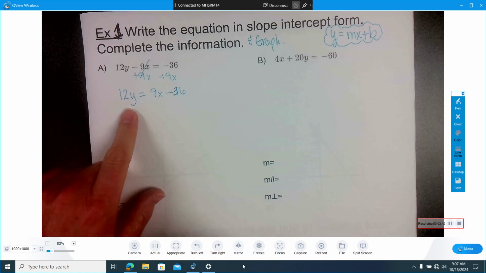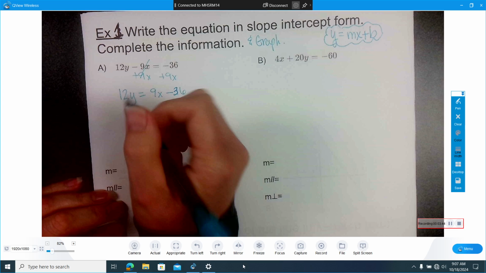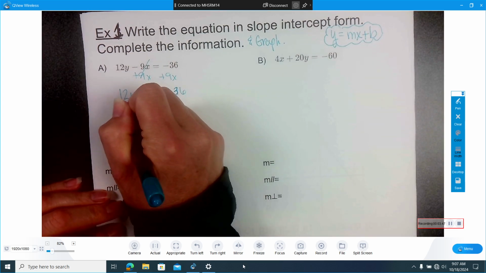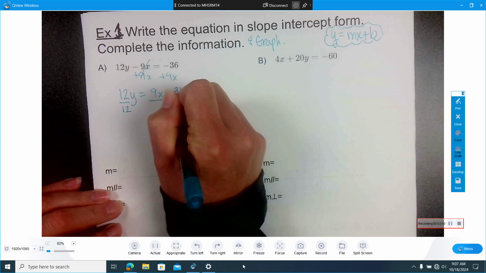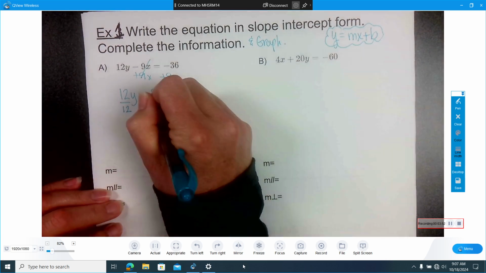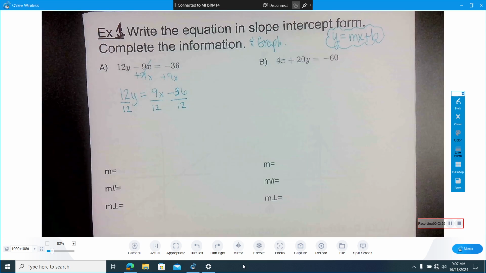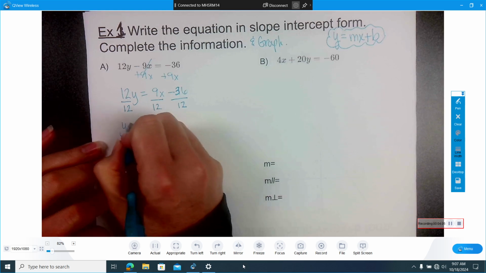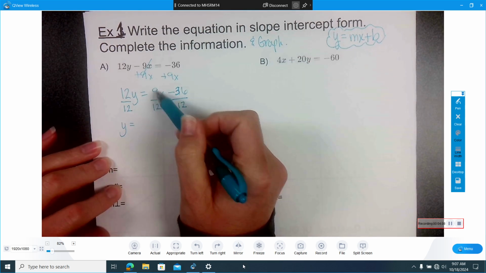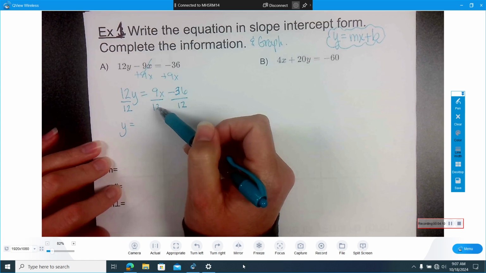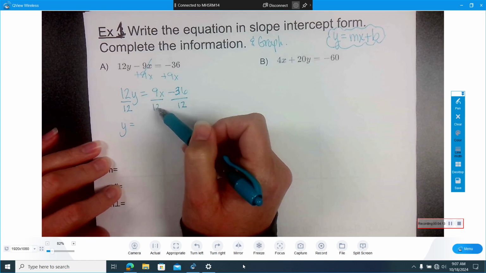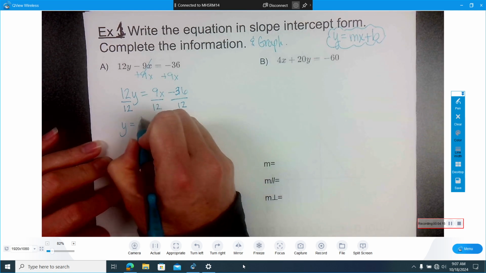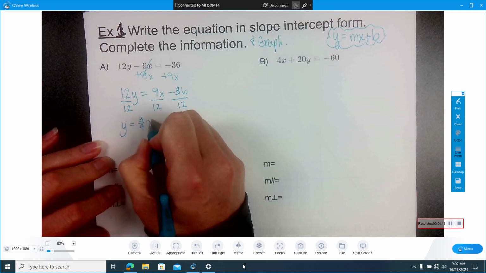And then how do we get y by itself? Okay, ladies and gentlemen, this is an integral step here. Please make sure that you divide every single term by 12. This is a number 1 mistake: if we divide one thing, we have to divide everything, okay? So make sure you divide everything, and that gives me y equals 9/12x. What can we divide by to reduce 9 over 12? Divide by 3. So 9 divided by 3 is 3, 12 divided by 3 is 4.